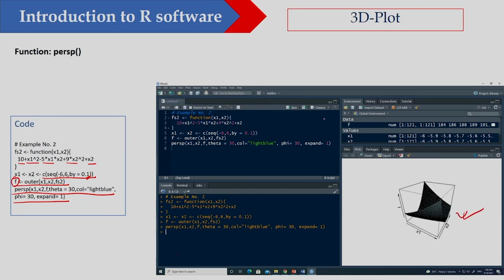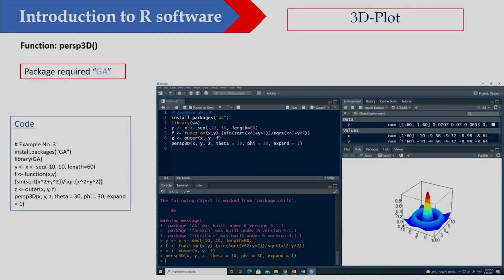So, I am getting this particular plot. The code is given here, and you can see I can basically get this particular function. Now, I can also get this surface plot using PERSP3D. And for that, what do I have to load? I have to load this GA package.